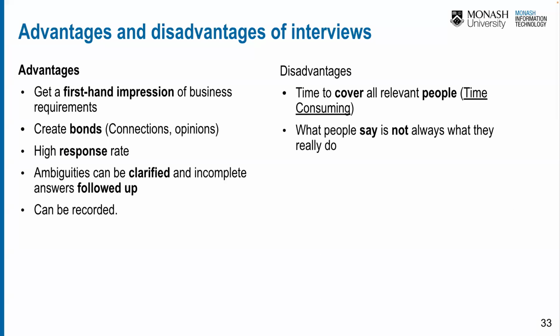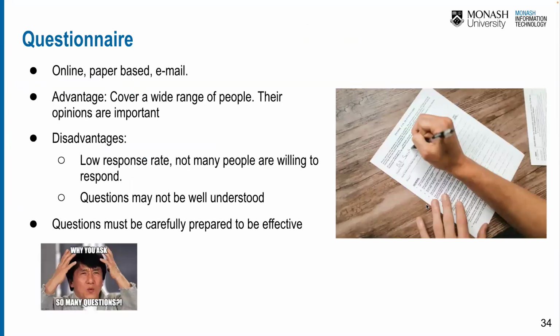Now, next is the questionnaire. A questionnaire is like a survey. It can be an online survey via Google Docs or Qualtrics. It can be paper-based. It can be by email as well. And the advantage of the questionnaire is that you can cover a wide range of people.